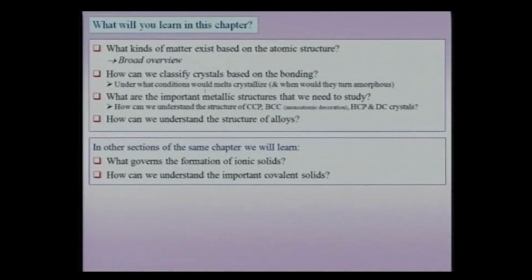We will then take up some important metallic structures, of course some of which we already considered, for instance the cubic close packed and the body centered cubic, etc. Then we will try to understand the structure of alloys, especially the concept of ordering and disordering in alloys, and later on we will talk about ionic solids and covalent solids.